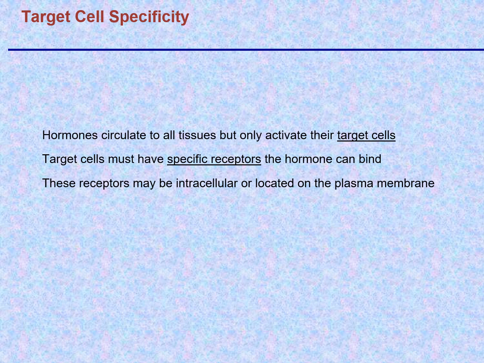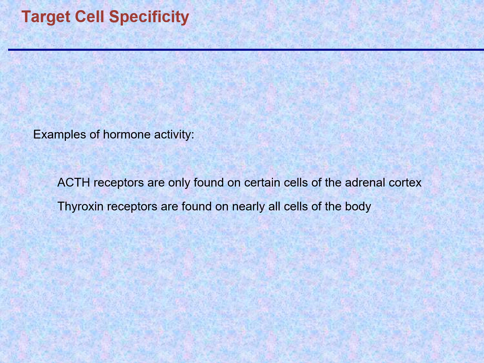So as I said earlier in this slide, I'm repeating what I said earlier, the hormones circulate around but only trigger or interact or activate their target cells, right? Target cells have to have specific receptors that the hormone can bind to, and those receptors may be intracellular, as is the case with steroid hormones, or located on the surface, on the plasma membrane. Examples of these, and there's thousands of different examples: insulin, all the different protein hormones. These are two out of many interactions.